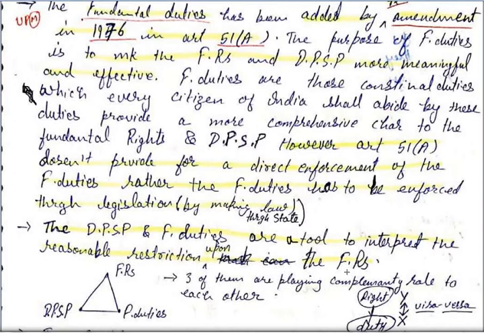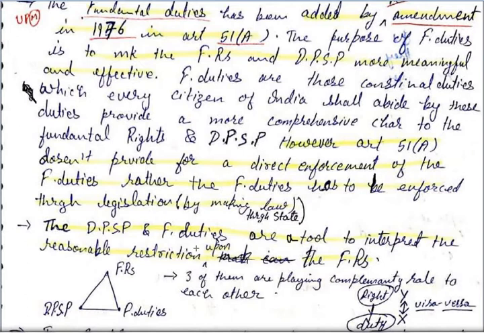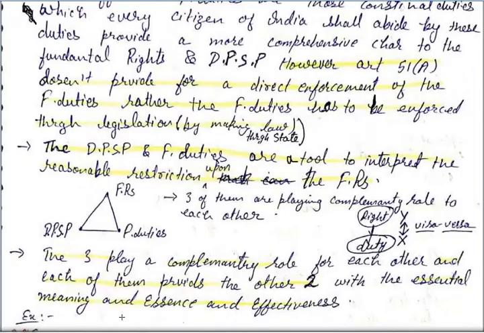Write further: the DPSP and fundamental duties are a tool to interpret the reasonable restriction upon the fundamental rights. The DPSP and fundamental duties are a tool. Tool means criteria to interpret the reasonable restriction upon the fundamental rights. So basically you see they are correlated like this. These three are put as three vertices of a triangle, and all these are seen together.